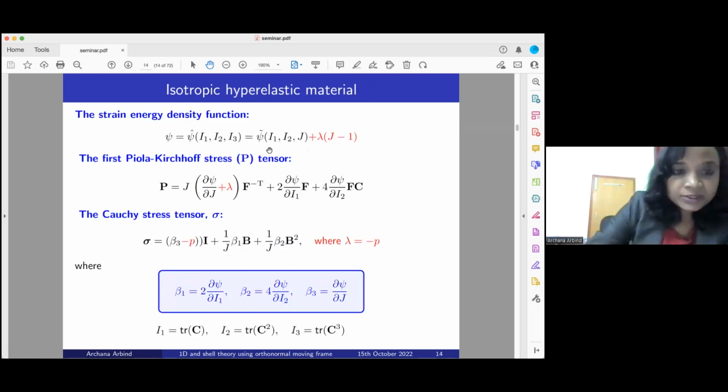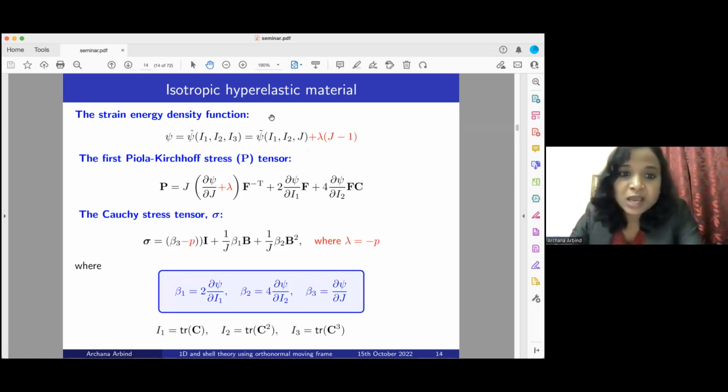Further, coming to the constitutive relation, we are going to solve a problem where the structure is made of soft material, soft hyperelastic material. For a hyperelastic material, the energy density function can be given as a function of I1, I2, I3, which are the principal invariants of C, the right Cauchy-Green deformation tensor. And this is a very well established constitutive model.